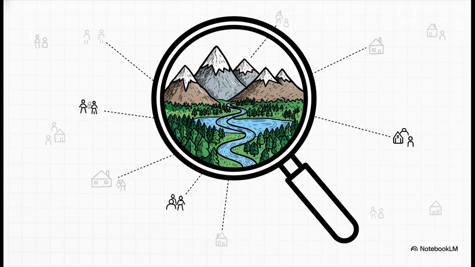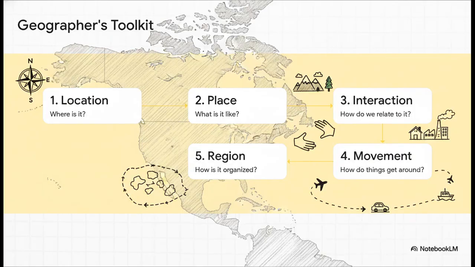And to really get it, we need a special kind of lens, a framework for seeing the deep, deep connections between people and the places they call home. And to decode all this, we're going to use what the pros use. It's kind of like a geographer's secret toolkit, the 5 themes: location, place, interaction, movement, and region. Using this exact framework, we can start to unpack the very different stories of the US and Canada.